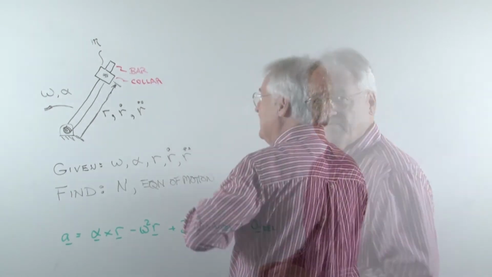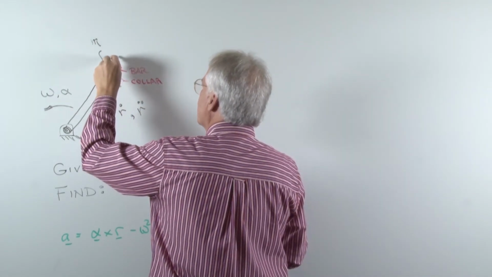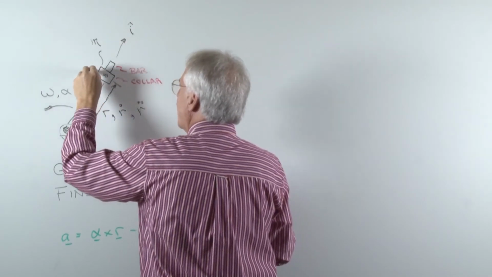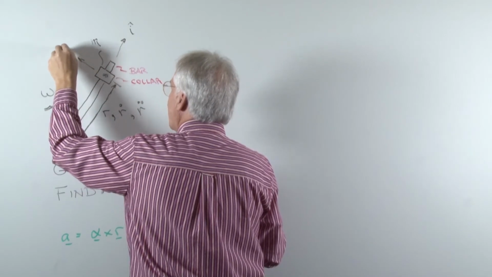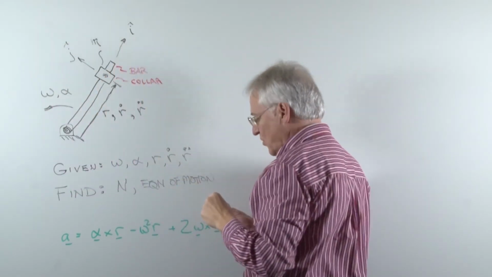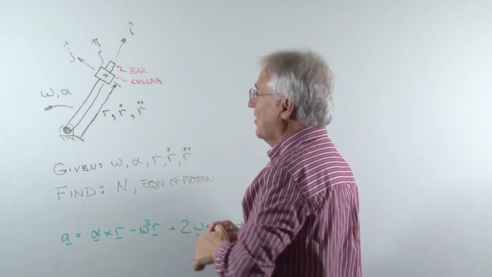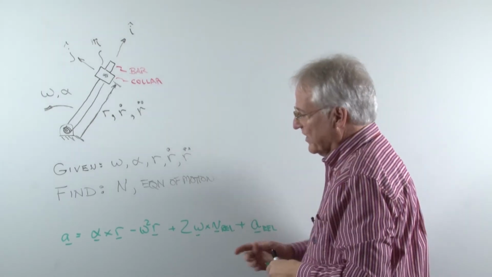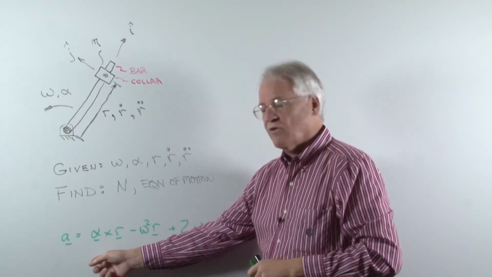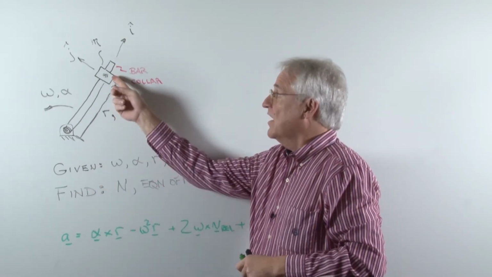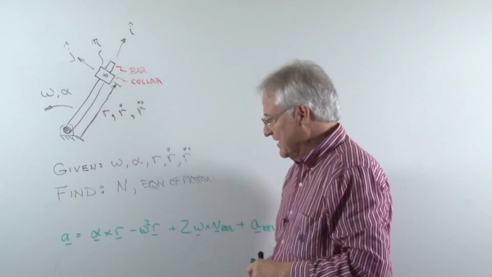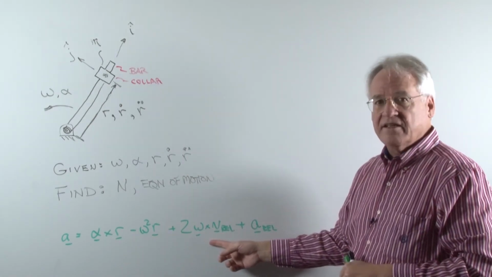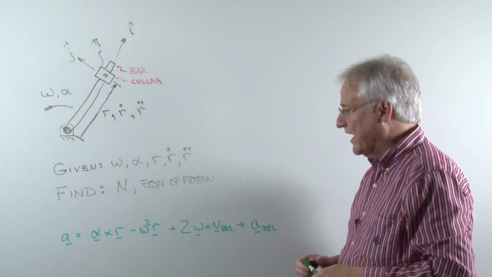Here's how we're going to do it. We begin by choosing an intermediate frame, small i hat and small j hat, in the direction along the length of the bar and perpendicular thereto. Second, we use the now familiar equation for the acceleration of the point on the moving body: alpha cross r minus omega squared r plus 2 omega cross v_rel plus a_rel.